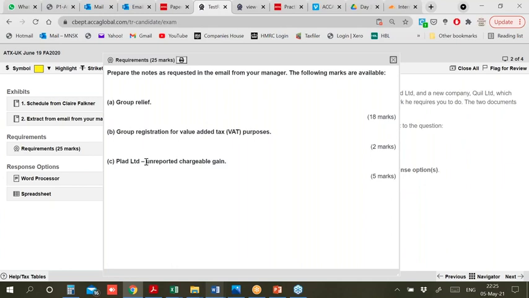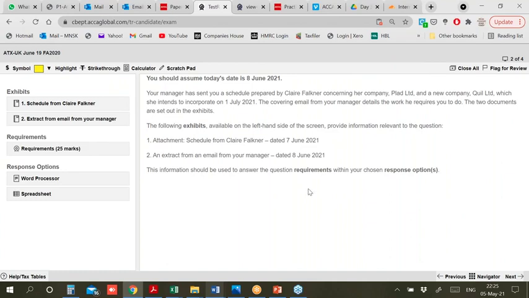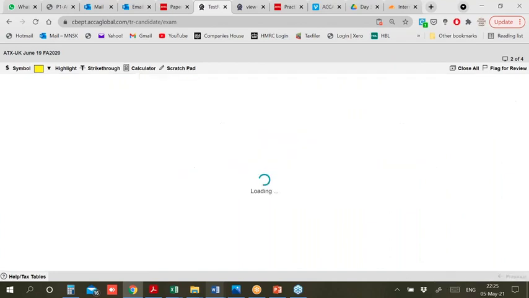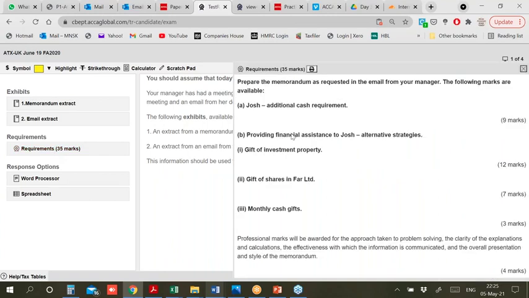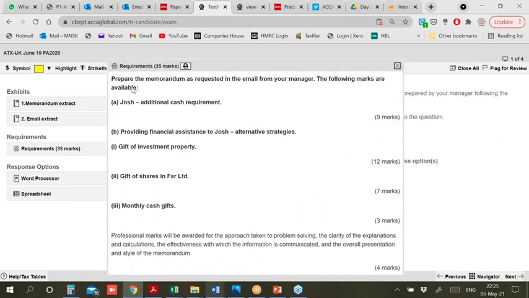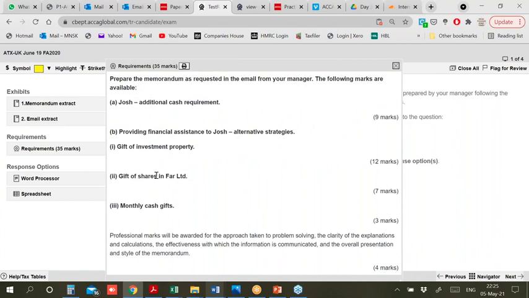Unreported chargeable gain tells me that this must be the 5 mark part that I've been expecting that will come from ethics. Now guys, just to tell you that I have constantly told you that there'll be a 5 mark part. If I take you to question number one of this attempt, just for the sake of showing you the ethics question, you can see that the 35 marks of this question do not have any requirement that deals with ethics: gift of shares, gift of investment property, providing financial assistance, Josh, monthly cash gift.